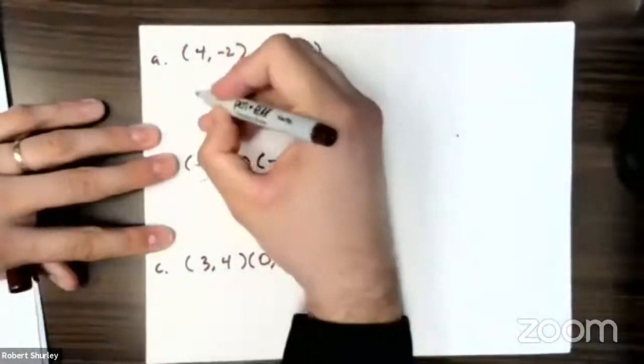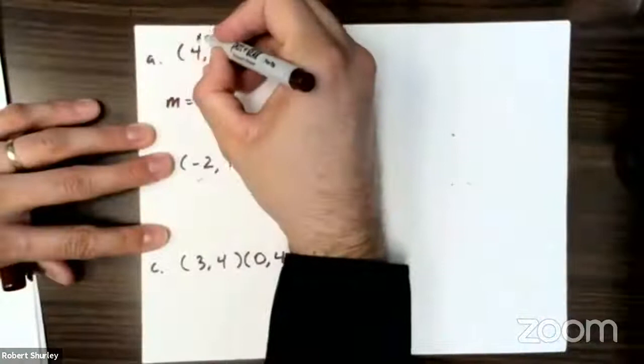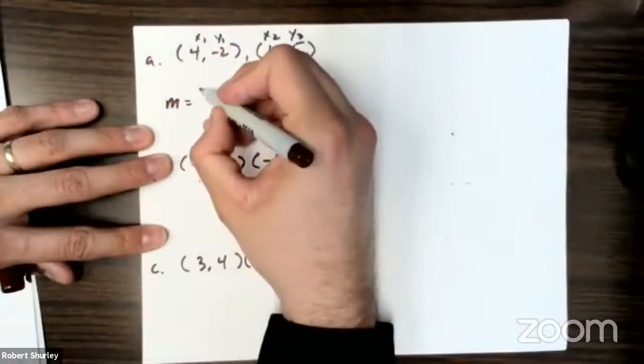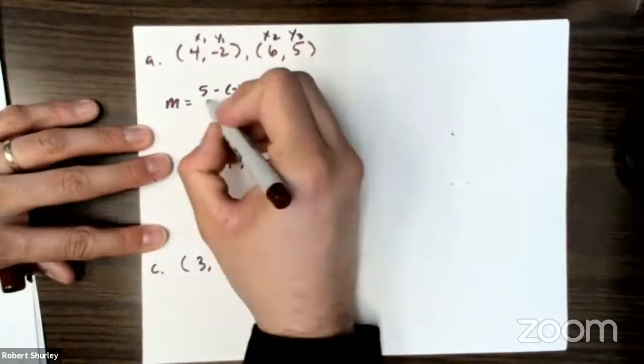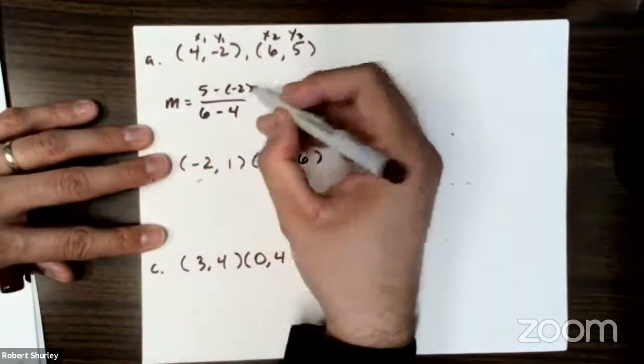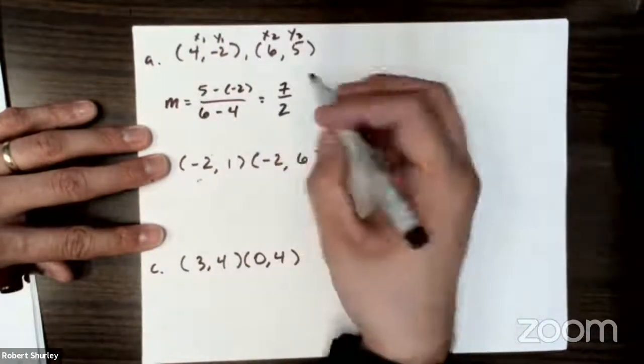So let's see. We've got m equals. Now I'm going to say this is x1, y1, x2, y2. So 5 minus a negative 2 over 6 minus 4. So this is 5 plus 2, right? So then we wind up with 7 over 2. Now I'm going to leave it like this.